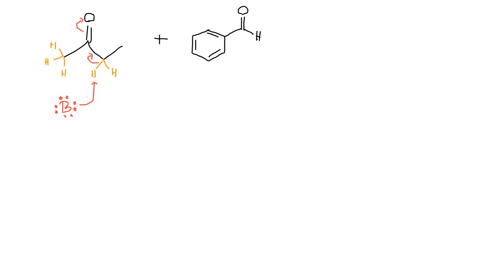O minus here, because it's much more stable to have the negative charge on the oxygen. And see, now this is a more highly substituted alkene, which is why this side would be favored.